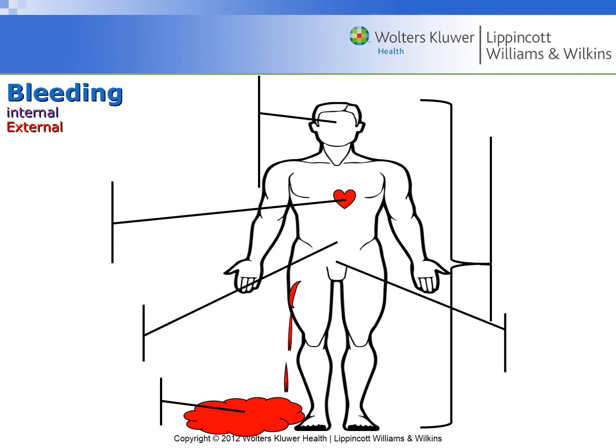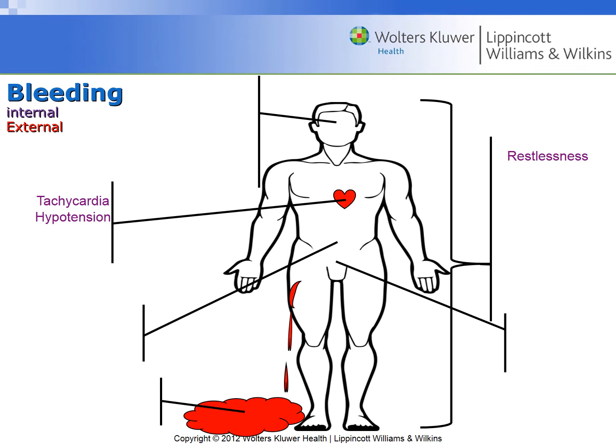So, signs of bleeding, internal and external. Let's look at internal first. Restlessness, tachycardia, and hypotension. The hypotension likely causing the tachycardia. The hypotension because you're losing circulating blood volume.